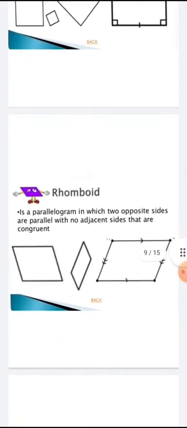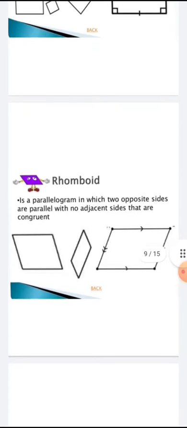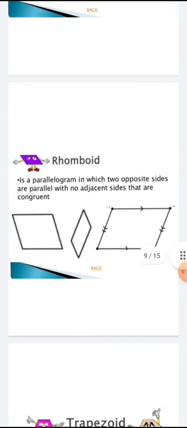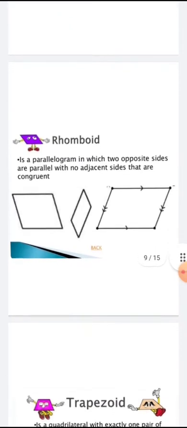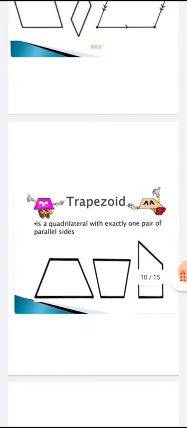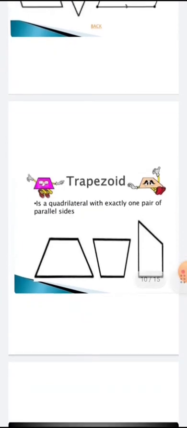Similarly, a rhomboid is a parallelogram in which 2 opposite sides are parallel with no adjacent sides that are congruent. These are the rhomboid figures. Similarly, a trapezoid is a quadrilateral with exactly 1 pair of parallel sides. We can see exactly 1 pair of parallel sides. These are examples of a trapezoid.